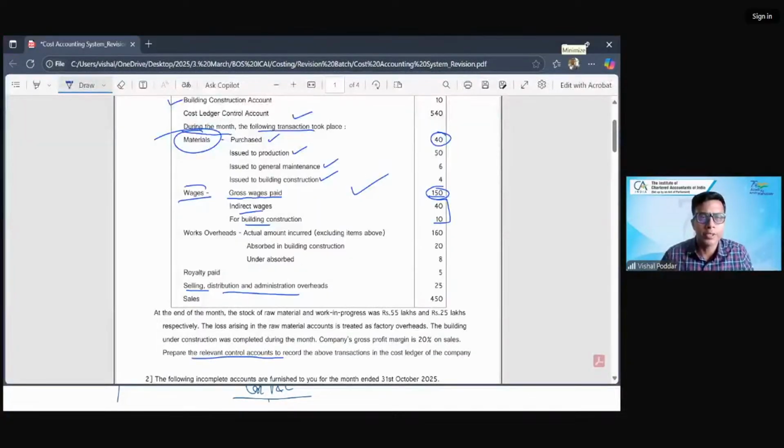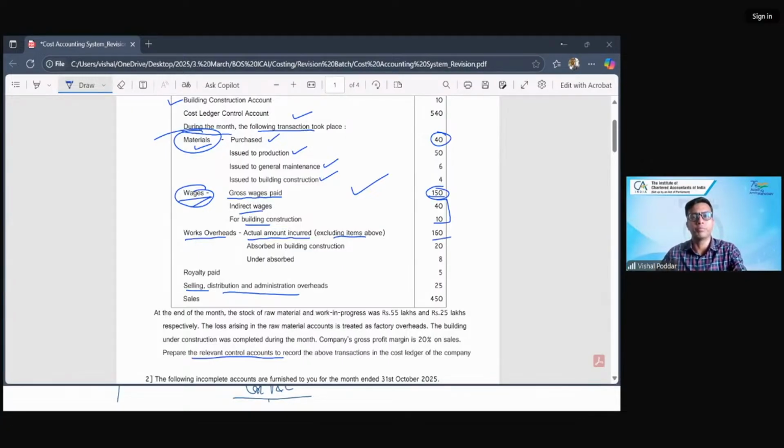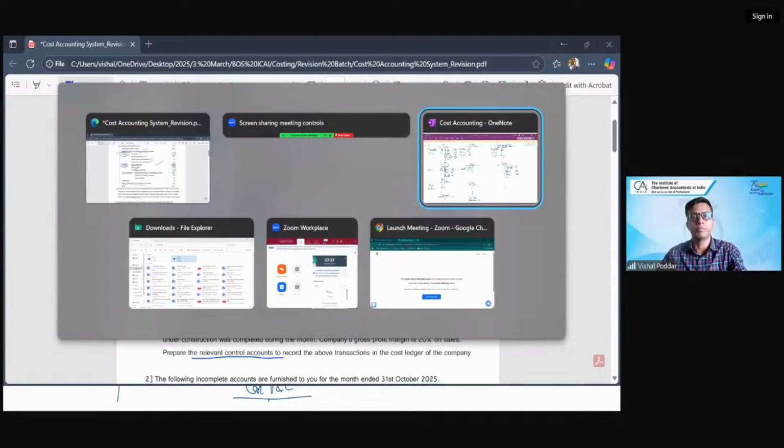So after dealing with wages, let us go to the works overheads adjustments. Again, be very clear with the terminology they are using in the question, because that decides the nature of the transaction. Once you understand the nature of the transaction, identifying and passing the entry is simpler. What it is saying is the amount which is actually incurred, and this obviously excludes the above items, meaning material and wages, because you have already posted that. This is the one for which you are making payment in money form. How much is it? It is 160. So to CLC 160, and in CLC the second effect by POC 160.